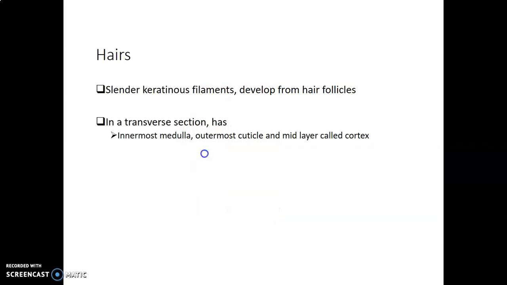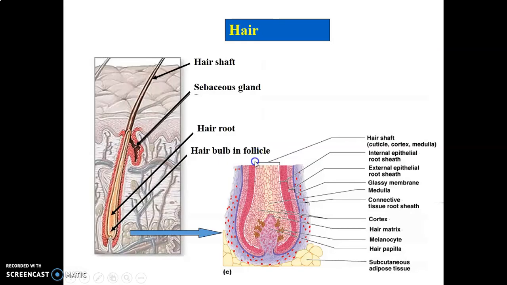So the hairs are usually slender keratinous filaments that form the hair follicles. And in a transverse section, you can appreciate the parts of the hair. It has an innermost medulla, followed by the cortex. Then the outermost portion is the cuticle. So if you do a transverse section like this, you can appreciate the innermost medulla here, followed by the cortex, and then the cuticle that is made up of different layers. So you have an internal root sheath here, external root sheath, before you get to the glassy membrane. Okay, then this is your hair shaft that has an inner medulla and an outer cortex.